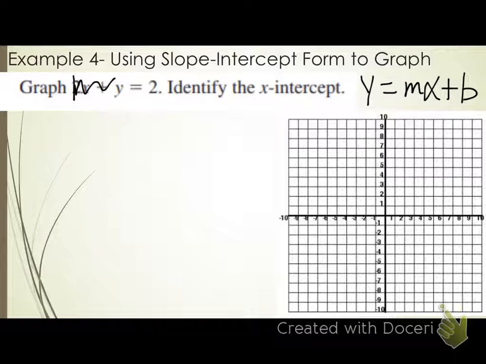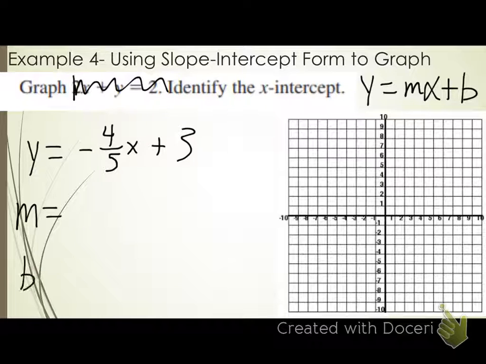Okay, let's say I give you y equals negative 4/5 x plus 3. Is this already in slope-intercept form? Yes, it is. Raise your hand if you can give me my slope. Negative 4/5. It's the number being multiplied by my x variable. Raise your hand if you can give me my y-intercept. 3, very good. My constant, the number without a variable.